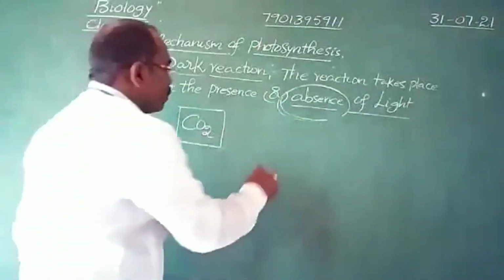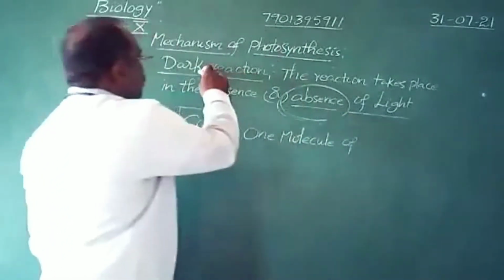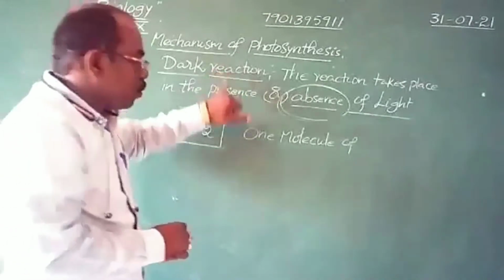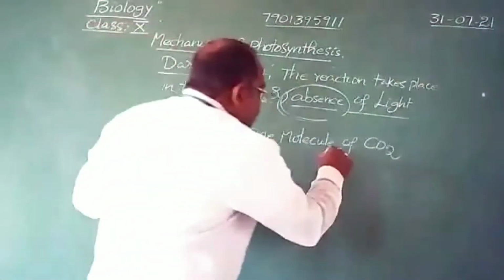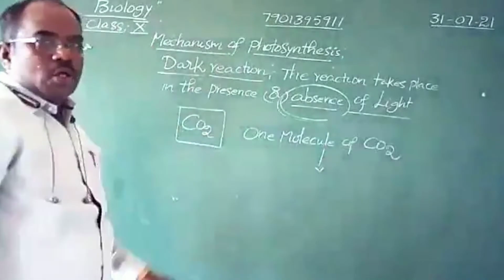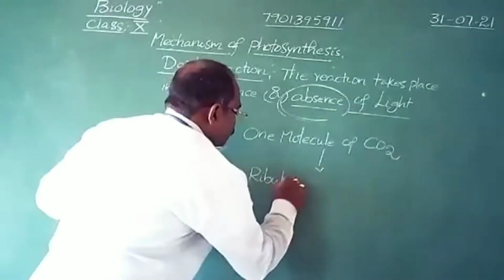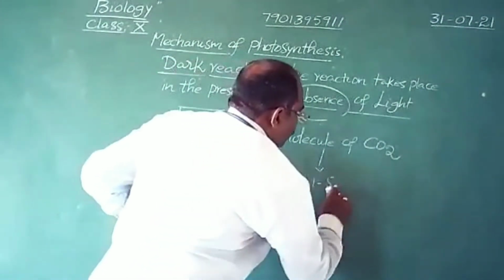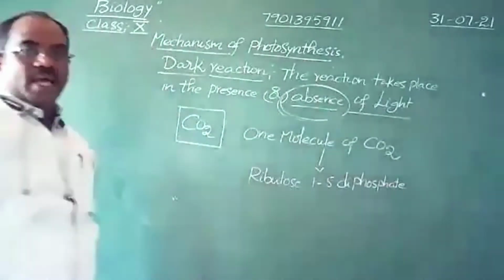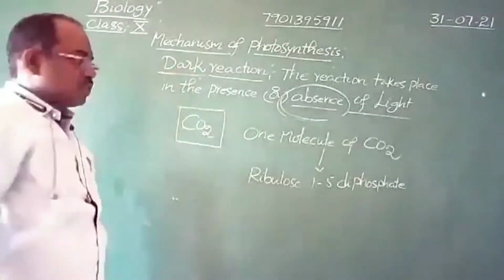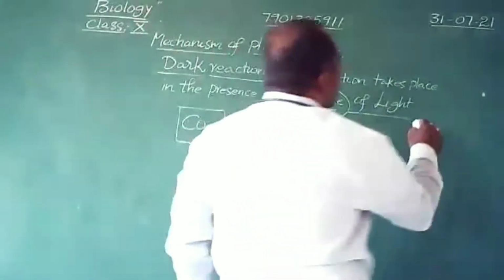Listen very carefully. During the dark reaction process, one molecule of carbon dioxide is converted into ribulose 1,5 diphosphate. In the dark reaction process, carbon dioxide plays a major role in the formation of starch or glucose.